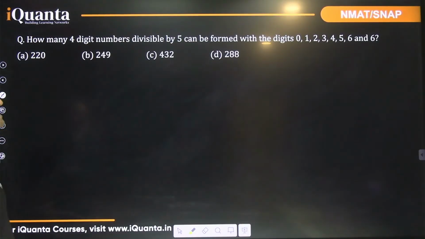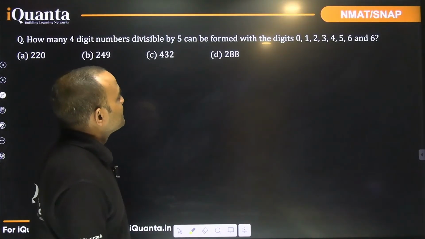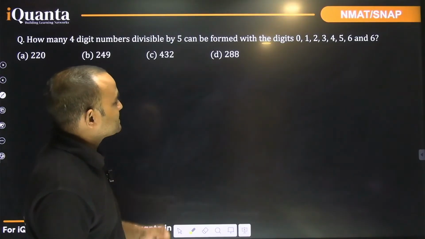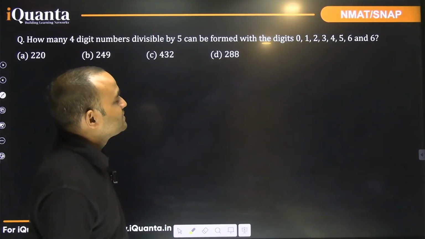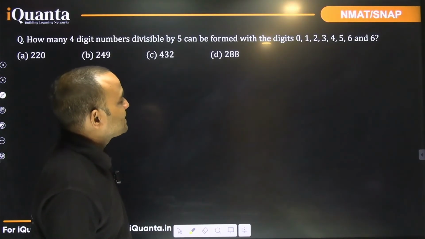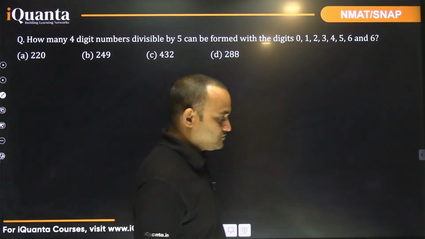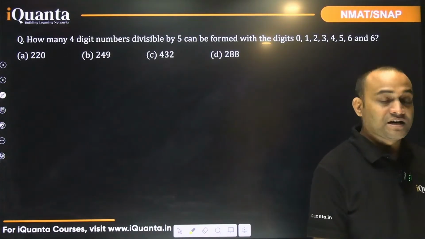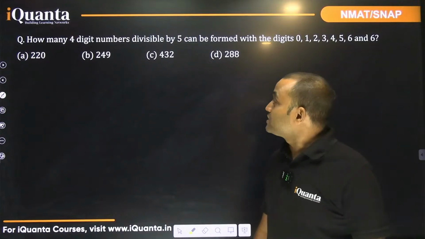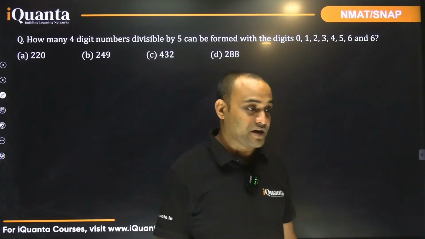How many 4-digit numbers divisible by 5 can be formed with the digits 1, 2, 3, 4, 5, 6 and 6? So 6 is repeated twice. Number should be divisible by 5, right?